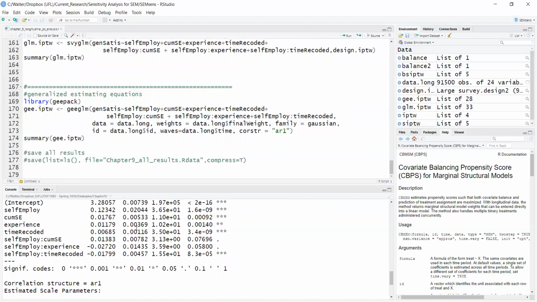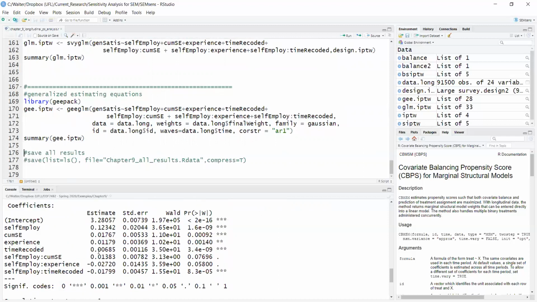and I obtain results that are slightly different, but in the same direction as with the weighted regression. Now the effect of self-employment is a little bit smaller, but still significant. And we have some interactions. The interaction with experience was not quite statistically significant at alpha of 0.05, but the interaction between self-employment and time recoded was significant. So that's how to run inverse probability of treatment weighting with time-varying treatments.